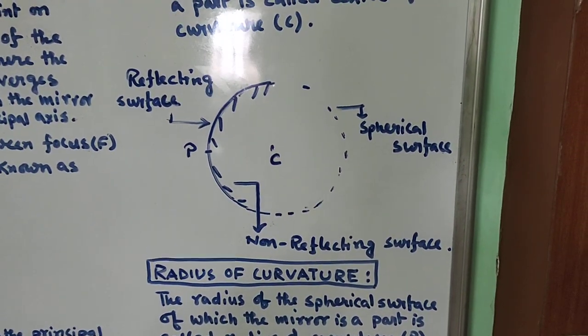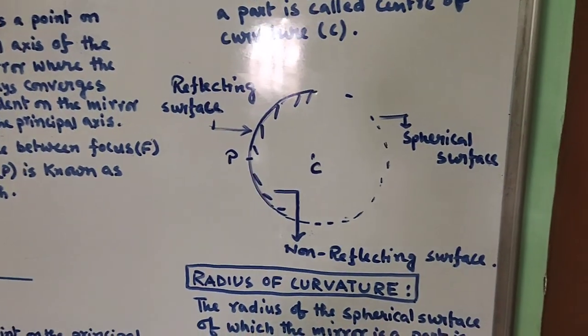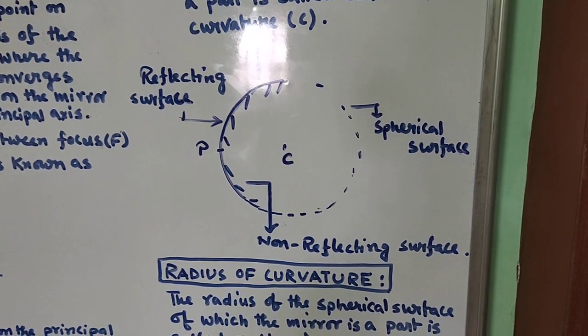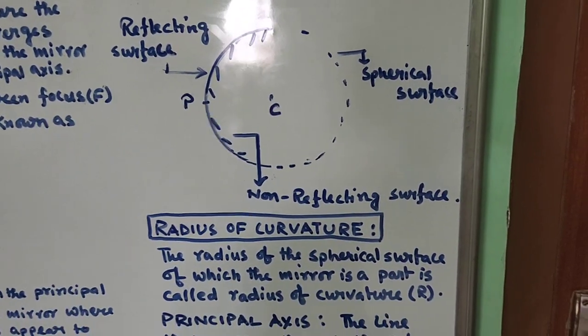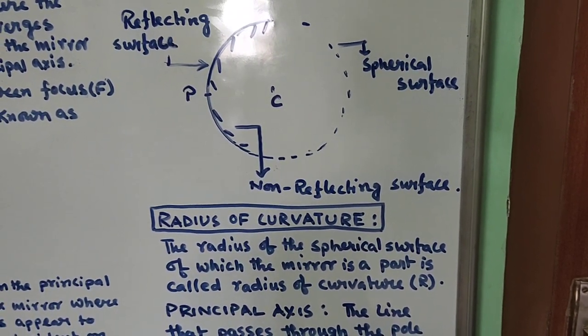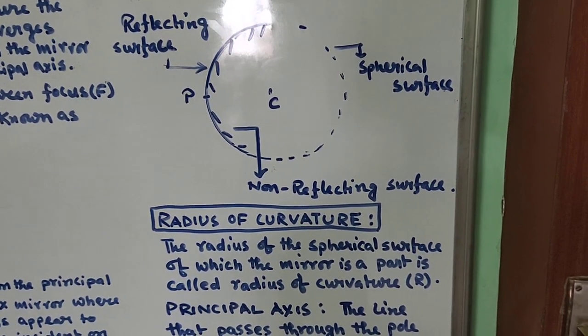Similarly, the next term is the radius of curvature. Again, as the spherical mirror is a part of a sphere, and the sphere has its radius, that radius is nothing but the radius of curvature of that spherical mirror. As per the definition, let me read out: the radius of the spherical surface of which the mirror is a part is called the radius of curvature, and it is denoted by capital R.